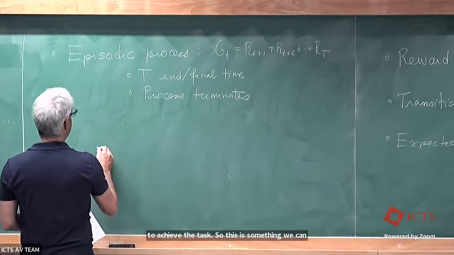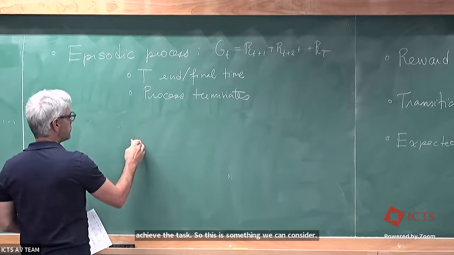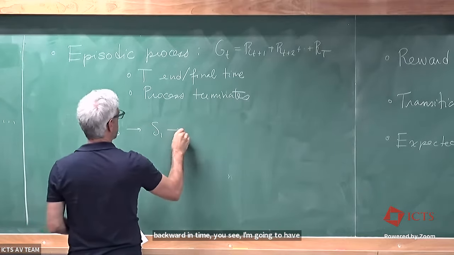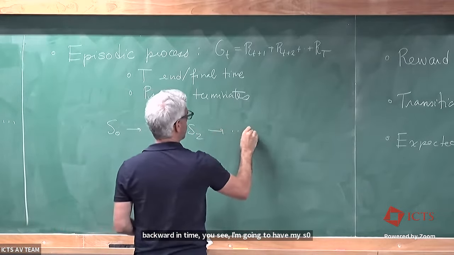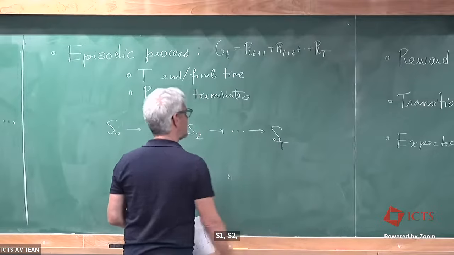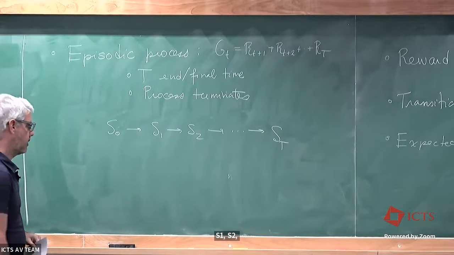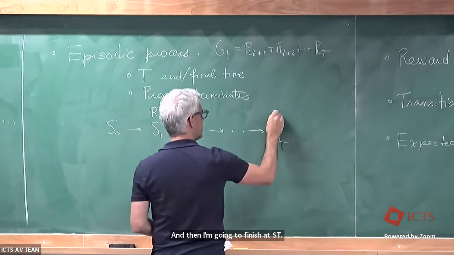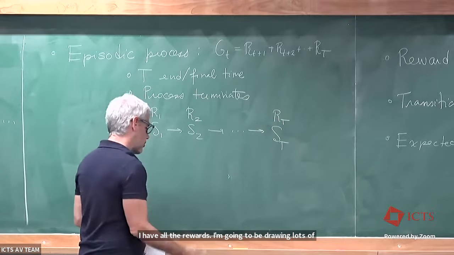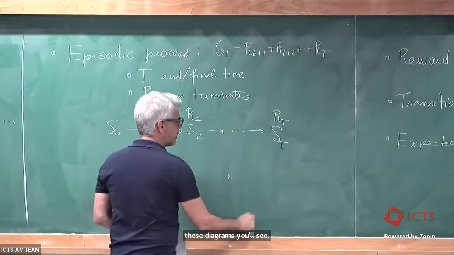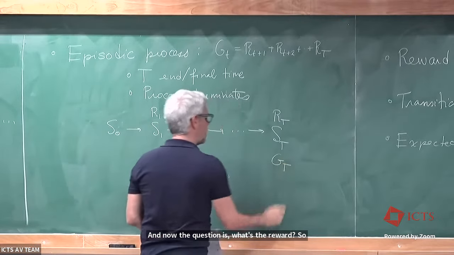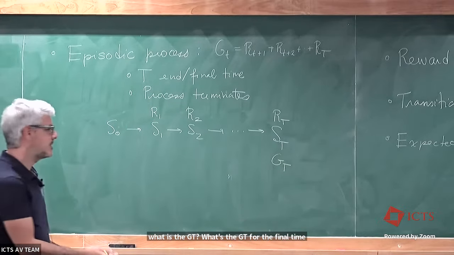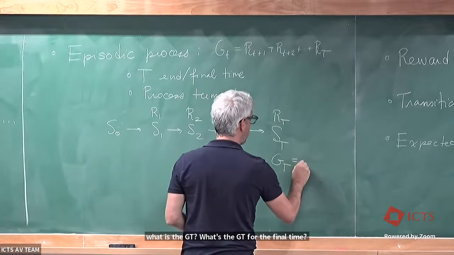So if I look backward in time, I'm going to have my S0, S1, S2, and then I'm going to finish at S_T. I have all the rewards. I'm going to be drawing lots of these diagrams. And now the question is, what's the reward? If I start at the end time, what is G_T for the final time? It's going to be 0, because there's no cost to go at that point.